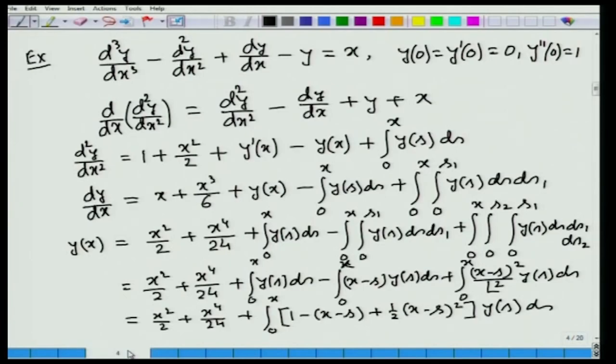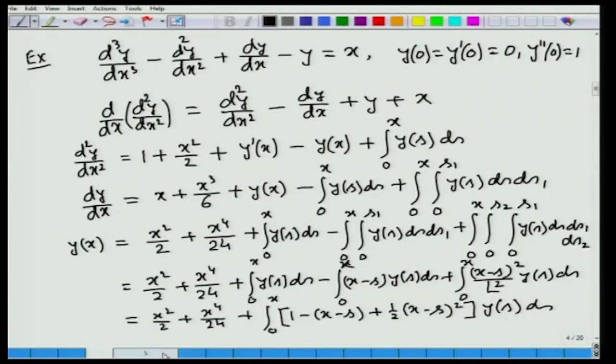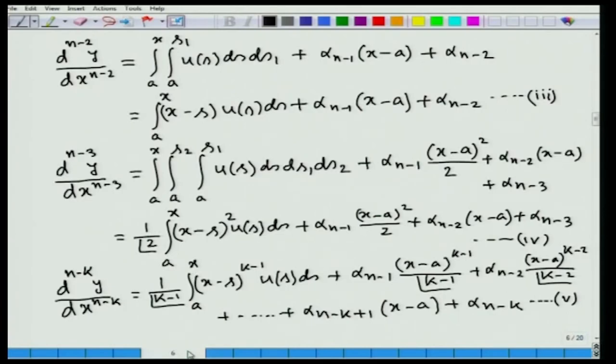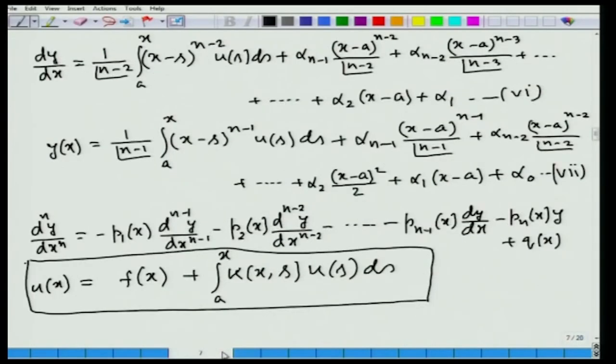This technique can be adopted for third or fourth order equations, but of course it is not possible to extend this idea in general, as it will be a little bit difficult to arrange the terms appearing after integration to write down the Volterra integral equation for the nth order ordinary differential equation. For those cases, we have to assume d n y d x n equal to u x, and then using successive steps, you can find the n minus 1th derivative of y in terms of u, the n minus 2th derivative of y in terms of u, and in general the n minus kth derivative of y in terms of u. Finally, you will arrive at this integral equation.